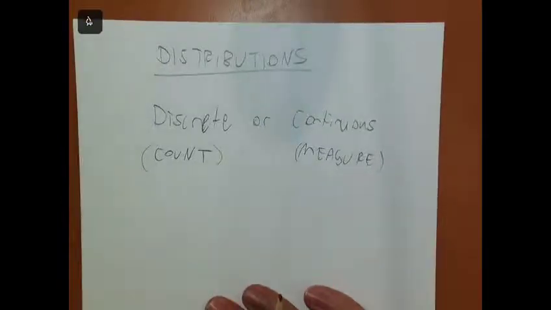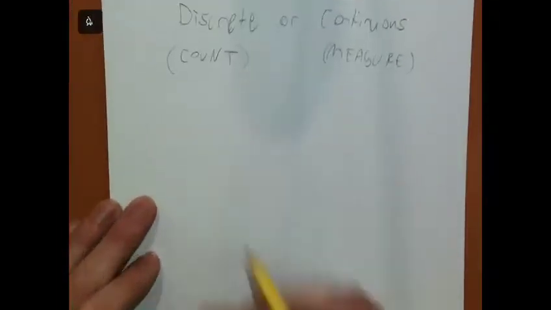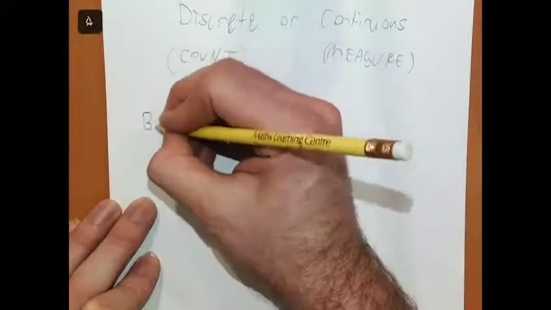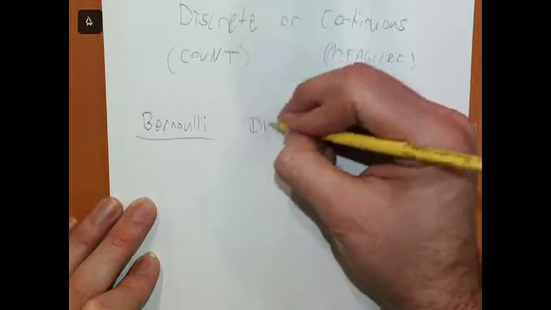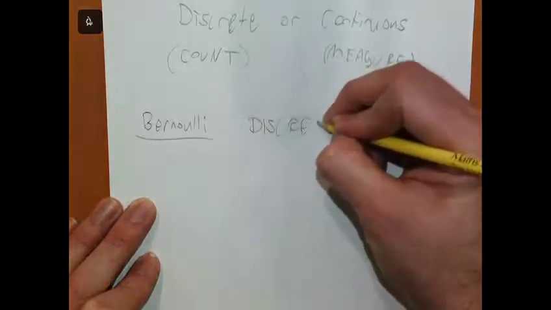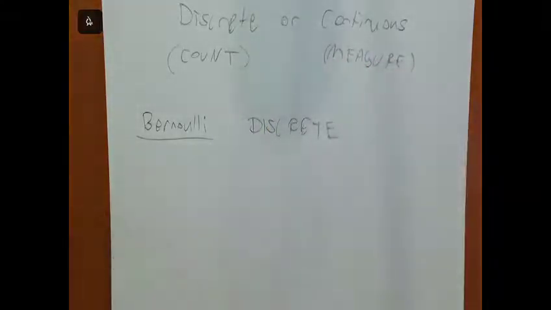Okay, that's the most important thing you need to know. And then some distributions happen in some situations and some distributions happen in others. So the first distribution is the Bernoulli distribution. And that doesn't really come up very often, but it's definitely discrete. And you don't count really because the answers are 0 or 1.